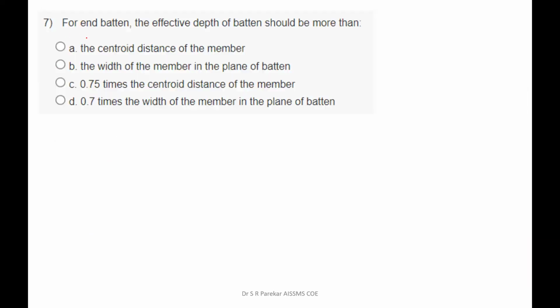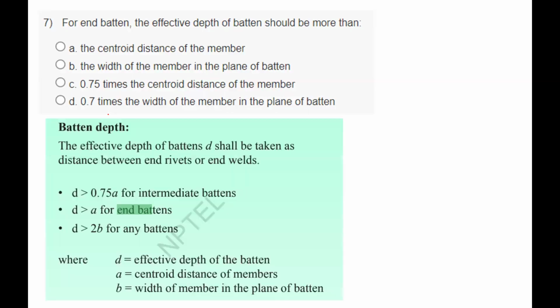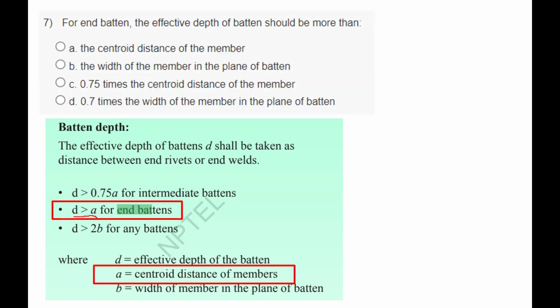Then we have question 7. For end batten, the effective depth of batten should be more than. Now we have these options. So here the effective depth of batten D shall be taken as the distance between end rivets or end welds. Now for end battens, D is given greater than a. And what is a? a is the centroid distance of members. So we have option A, that is the centroid distance of the member.